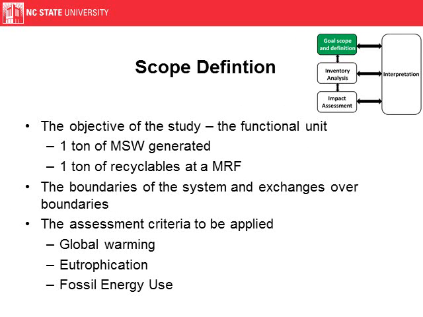So when we're defining our scope, the whole idea is the first thing we need to define is our functional unit, which is the objective of our study. And we'll talk a little bit more about functional units in a couple slides. But we could look at 1 ton of MSW generated, a ton of recyclables at a MRF, or any other potential functional units. We need to define the boundaries of our system and the exchanges or emissions we're actually going to consider as they cross those boundaries, as well as the assessment criteria to be applied, whether it's global warming or eutrophication or fossil energy use.